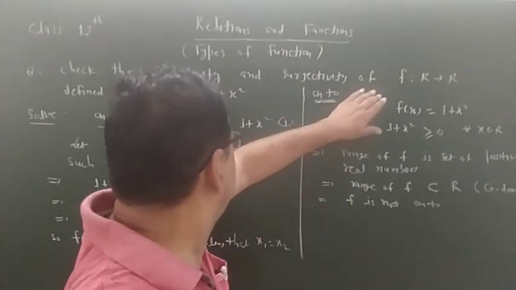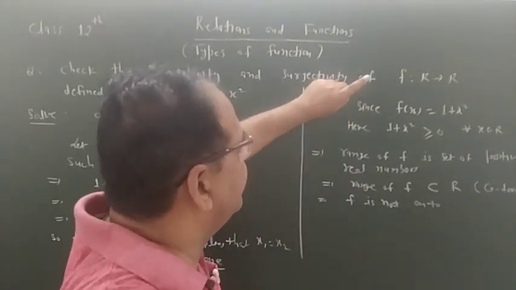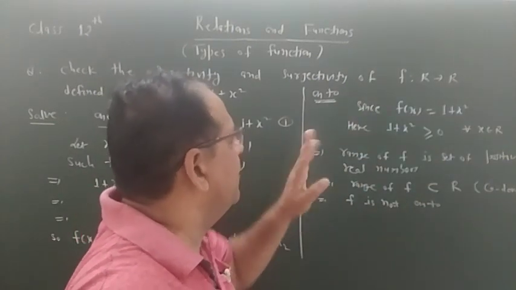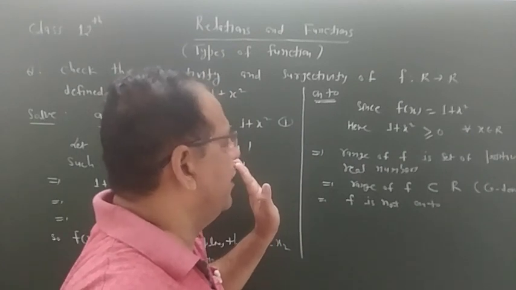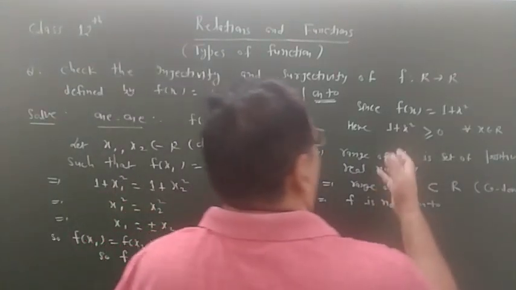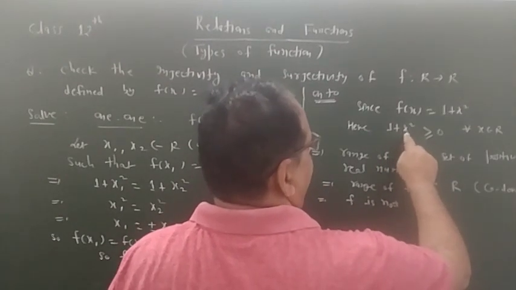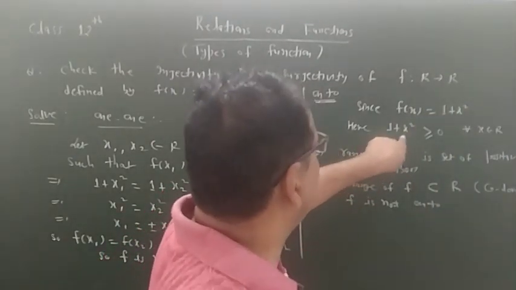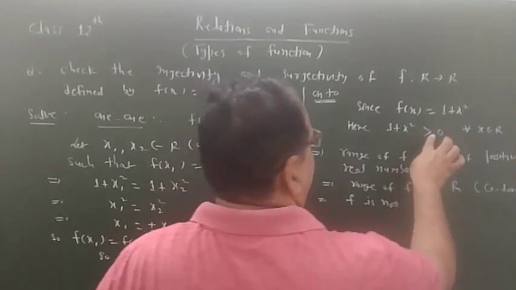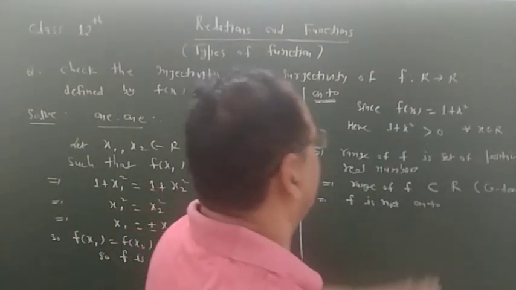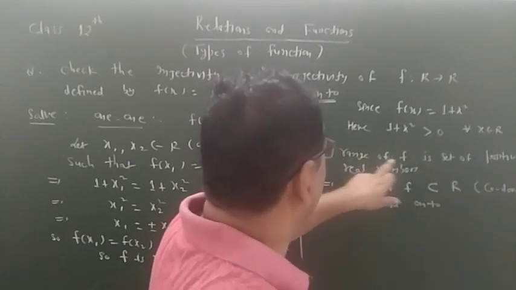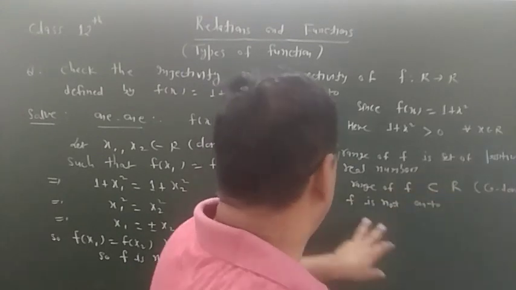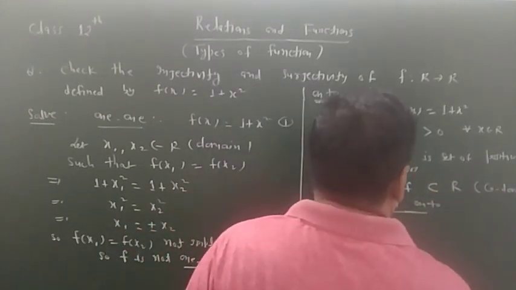We have clearly defined in previous questions, if range of the function is the proper subset of the codomain, in this condition function is always into. So here we are observing that for every value of x, x square is never negative, it should be minimum 0. So this value is always greater than 0 for every value of x. So range of f is set of positive real numbers. That means range of f is a proper subset of codomain. So f is not onto. Thank you.